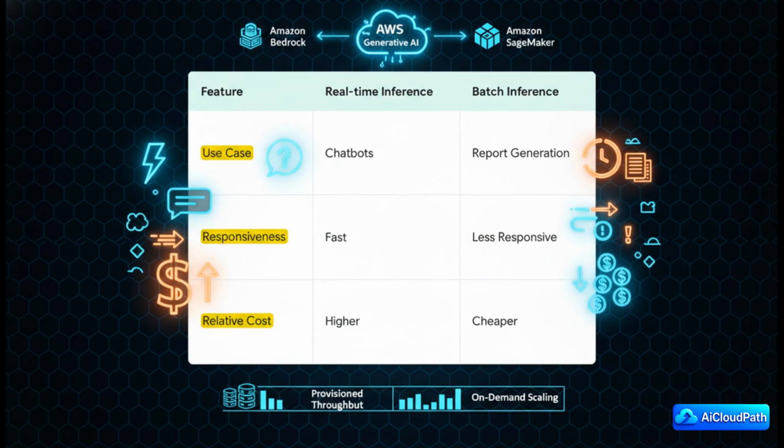Okay, this table really lays out the choice perfectly. For real time, think about a chatbot. You need an answer right now. That instant response is everything, but that high responsiveness comes at a higher cost because you've got to have that infrastructure fired up and ready to go 24/7.